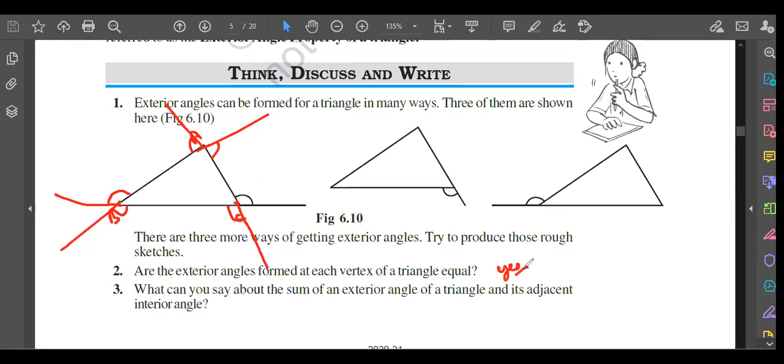Okay, third one, what can you say about the sum of an exterior angle of a triangle and its adjacent interior angle? So this angle and this angle, if this is x, this is y, what is the relationship between these two? Yes, they are a linear pair. Their sum is 180 degrees. Right, everyone? Okay, very good. So everyone got this concept? It was easy. What do you think?